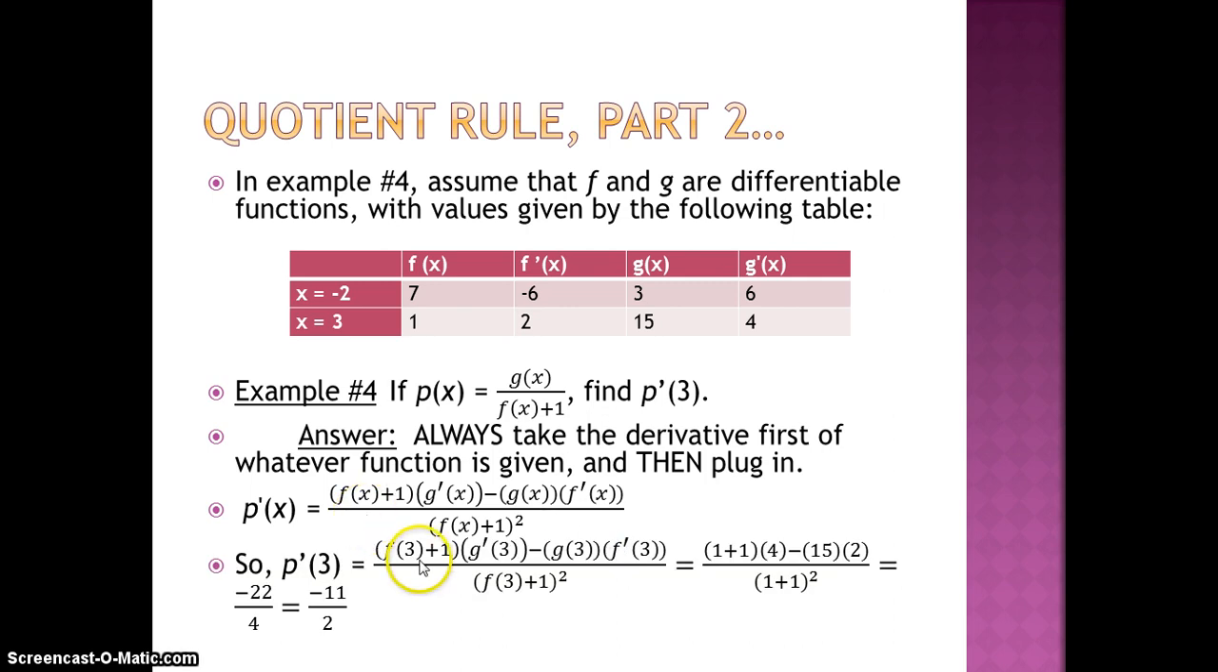Now when we plug in 3 in for x, and we go to our chart, we take a look, we find f of 3, which is 1, plug it in, g prime of 3, which is 4. At this point, it's just a bunch of table reading and plugging in values, and hopefully simplifying your algebra and your numeric values correctly. We get down to the point where we have negative 11 over 2.